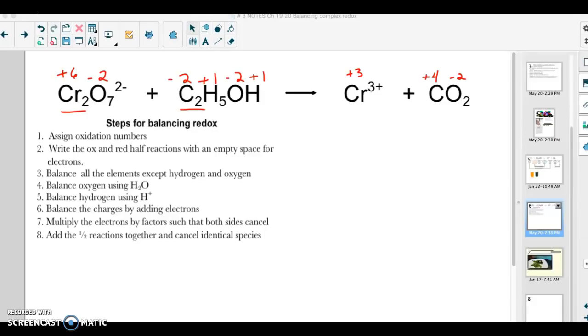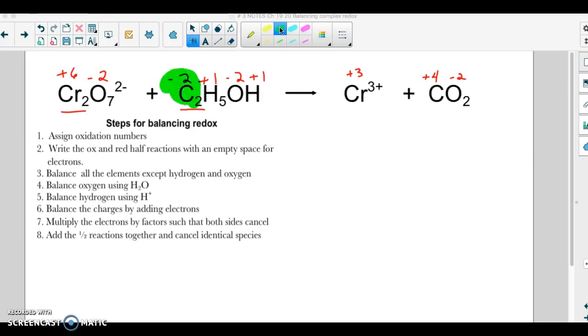And then you're going to want to determine what is oxidized and what's reduced. So we're going to focus in on the substances that did change in oxidation number. So we can see that the carbon goes from -2 to +4. So the carbon is being oxidized.